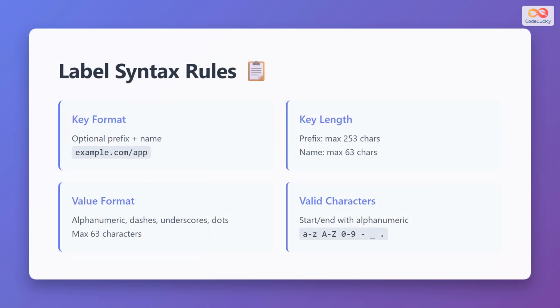When creating labels, you need to follow specific syntax rules. The key format consists of an optional prefix plus a name, like example.com/app. For key length, the prefix can be up to 253 characters, while the name can be up to 63 characters. Values must be alphanumeric and can include dashes, underscores, and dots, with a maximum of 63 characters. Valid characters include lowercase a through z, uppercase A through Z, numbers 0 through 9, dashes, underscores, and dots. Keys and values must start and end with alphanumeric characters.